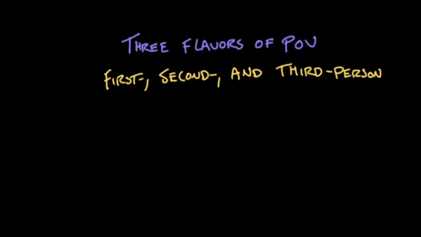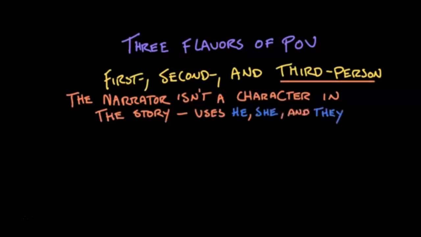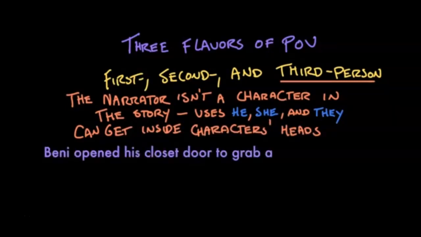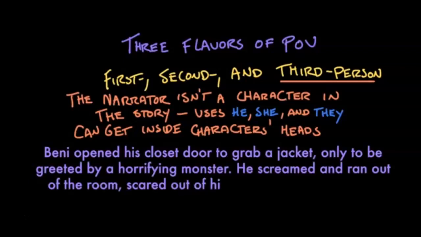The most common point of view in stories is the third person, a narrator who isn't a character in the story. A third-person narrator uses words like he, she, and they for characters in the story, instead of I or you. It lets the storyteller get inside the heads of characters to see how they're feeling, or what they're thinking. Here's an example. Benny opened his closet door to grab a jacket, only to be greeted by a horrifying monster. He screamed and ran out of the room, scared out of his mind.